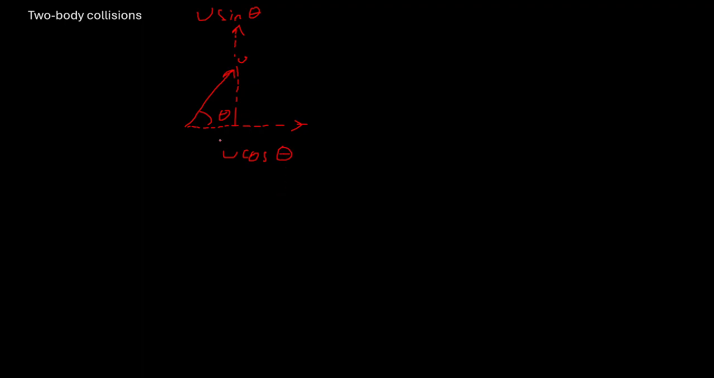Okay, so this marks the initial velocity of the projectile motion. Now here's a tiny law that you should know, at least. Let's say A and B are like this. A moves towards B, B is at rest.